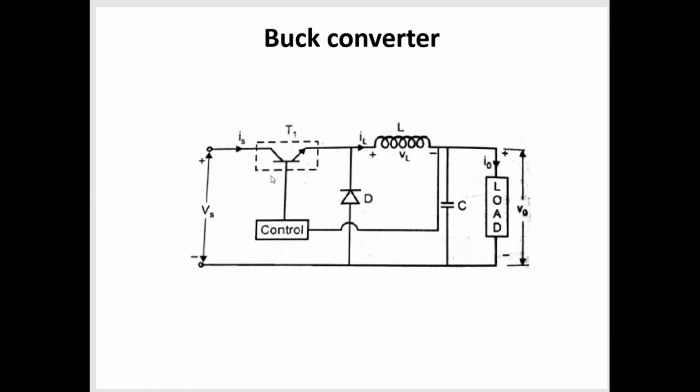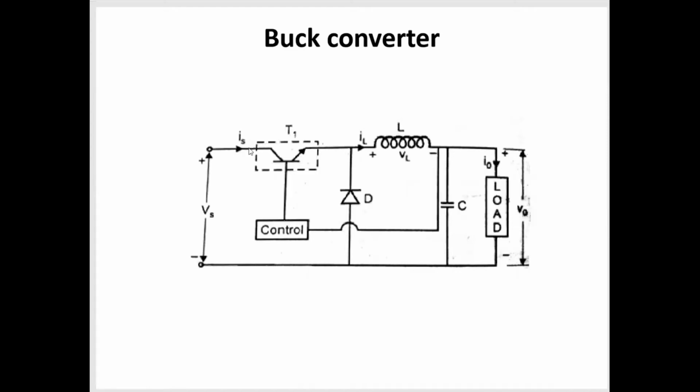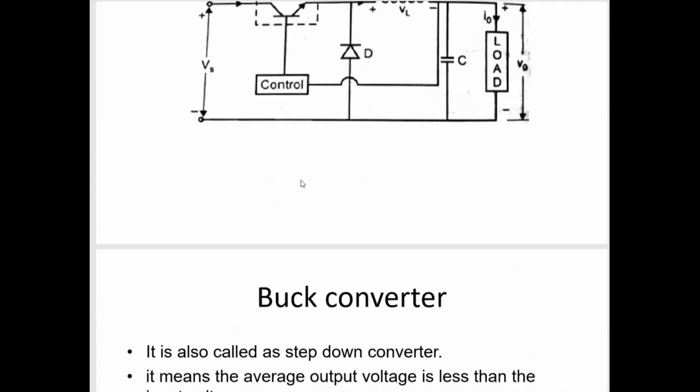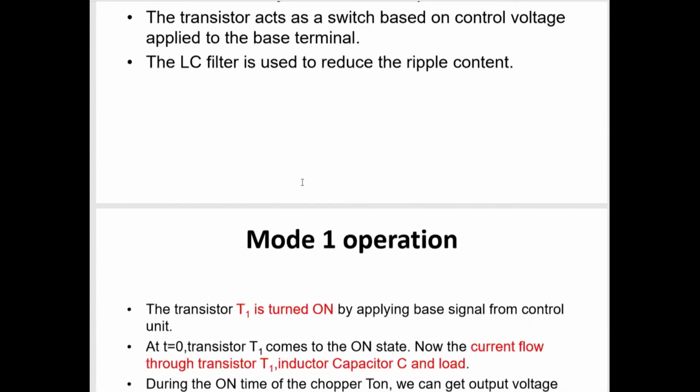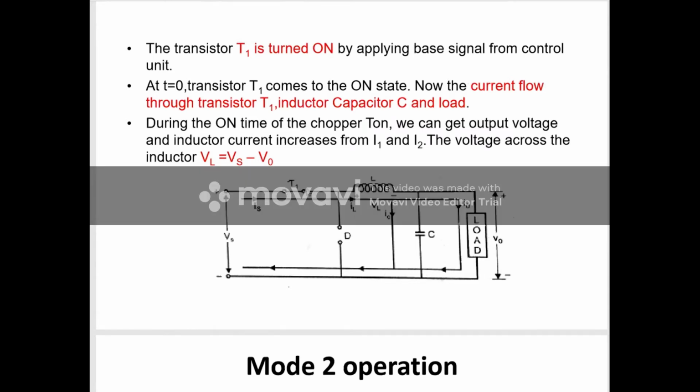So first, assume that the control voltage applied to the base of this transistor is positive. Because this is an NPN transistor, if you apply a positive voltage at the base, this transistor tends to be in on condition. A transistor in on condition acts as a short circuit. We are using it as a switch. So what is the switch position? It is in closed position.